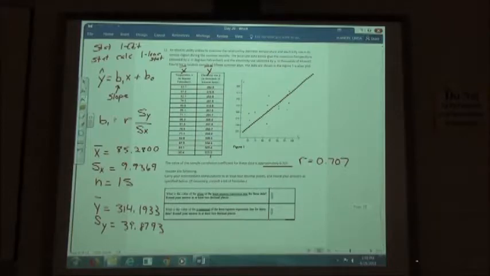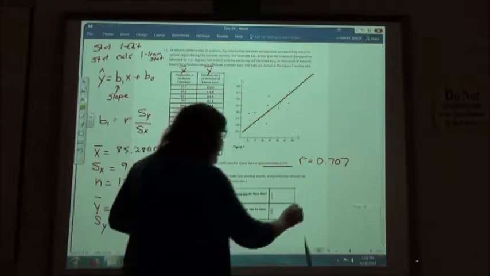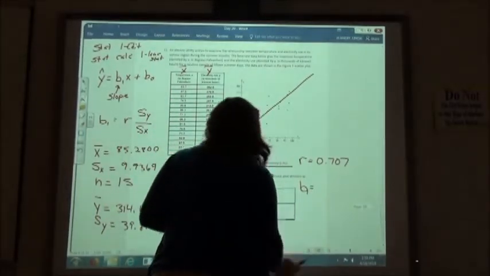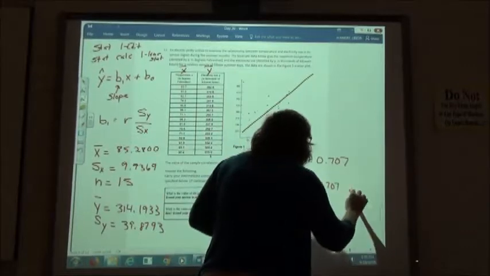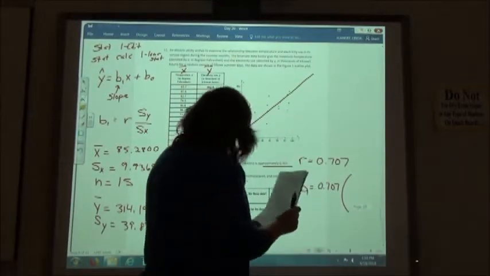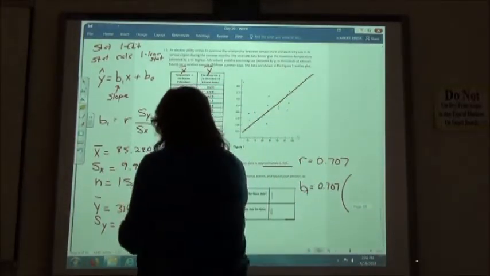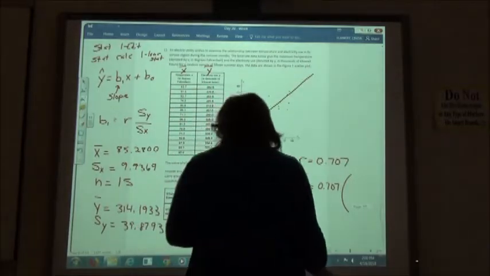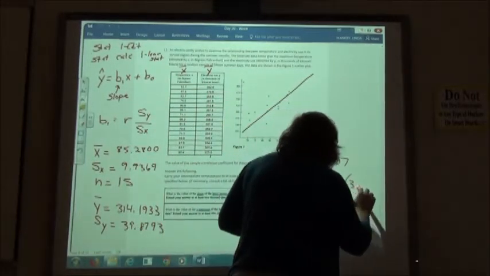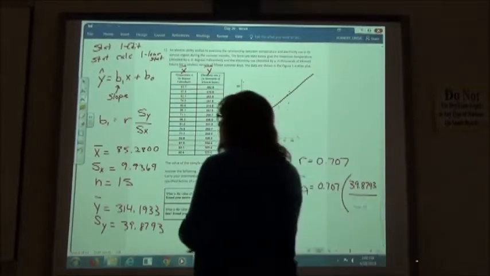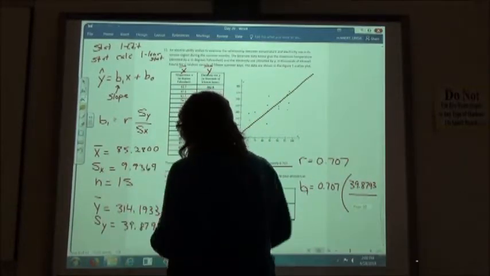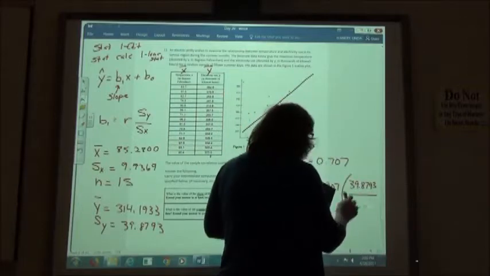Now that I have that data, I can use my formula to find my B1 value. B1 is equal to the R value, 0.707, times my standard deviation from my Y, 39.8793, divided by the standard deviation of my X, 9.9369.